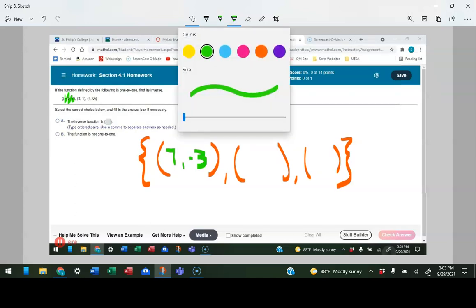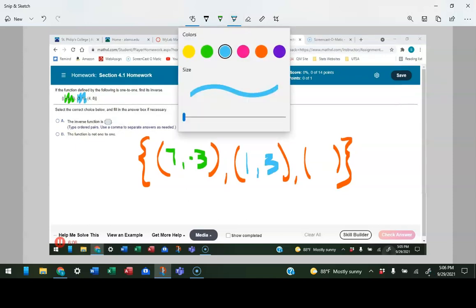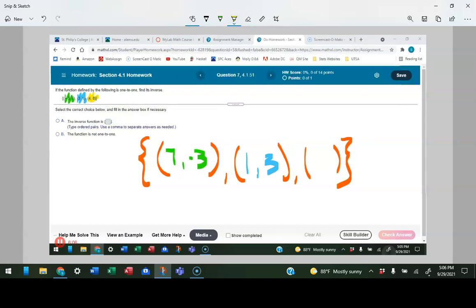My second point is a 3, 1. So I'm going to flip it and do a 1, 3. My third point is a 4, 8. So I'm going to flip it and do an 8, 4. And so that is my inverse function. So that is 1 to 1.